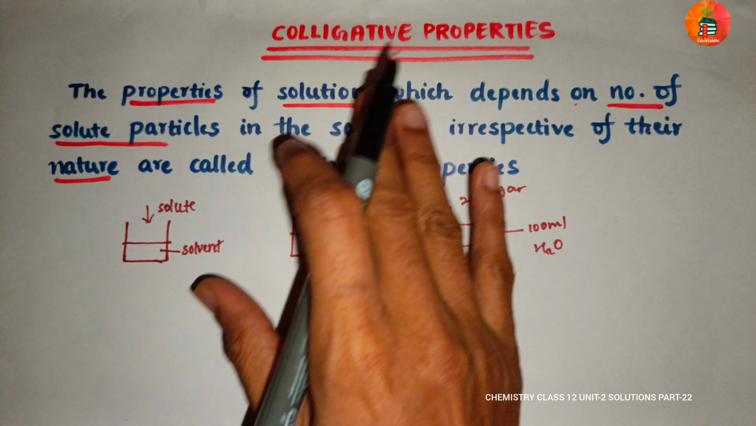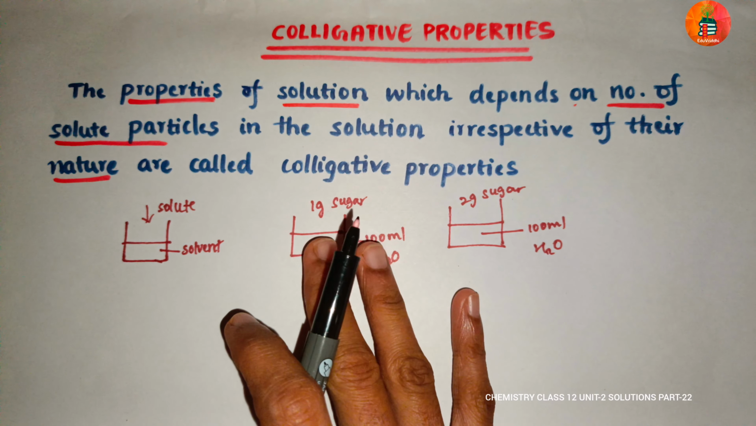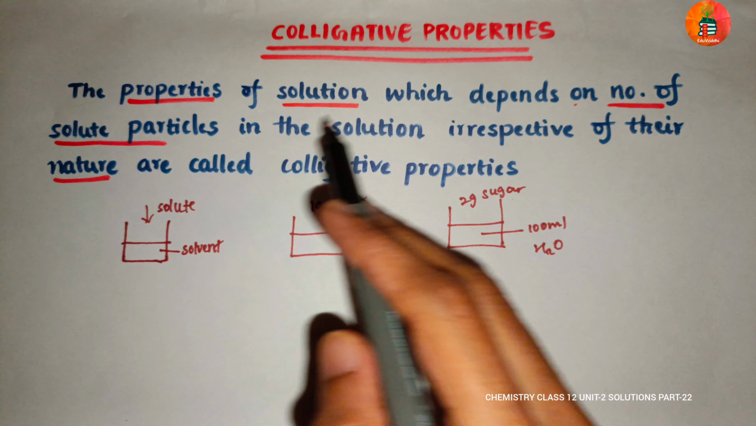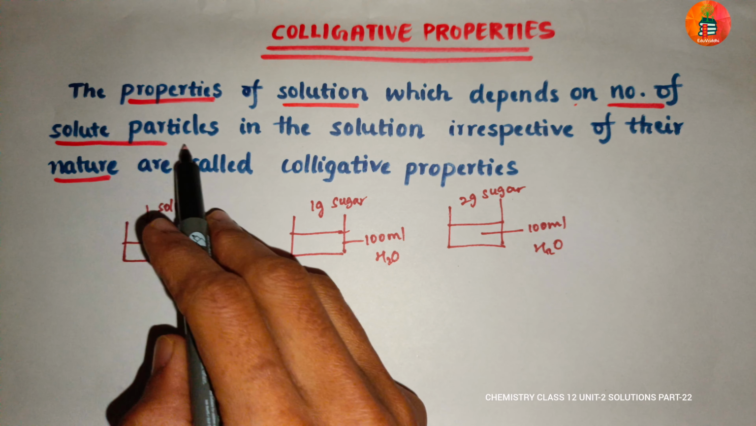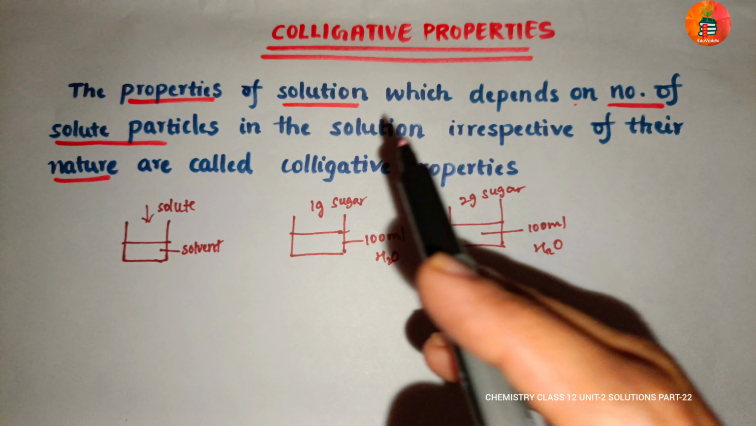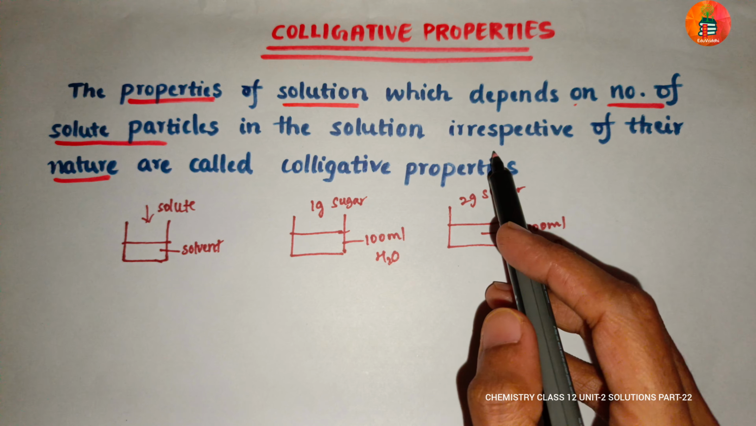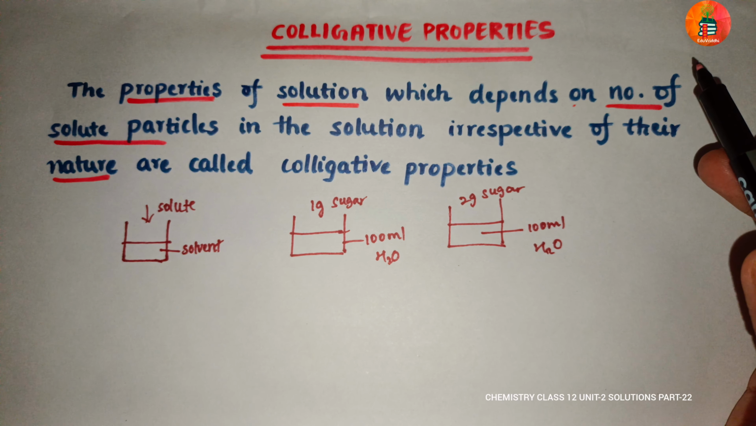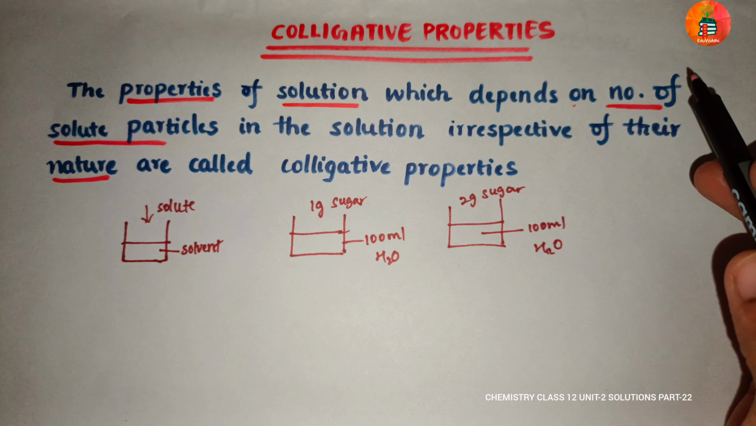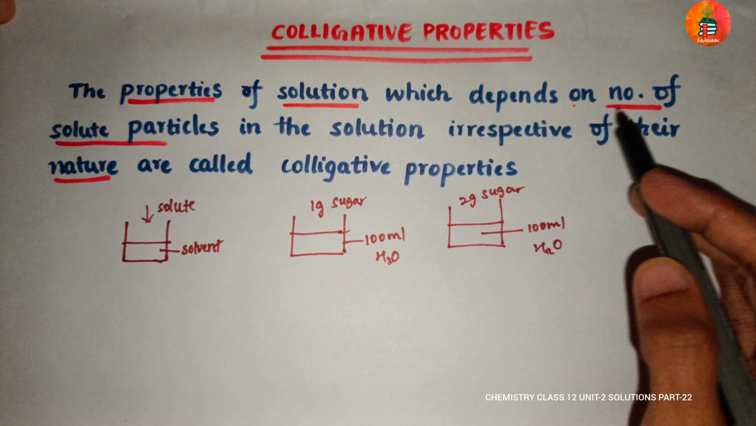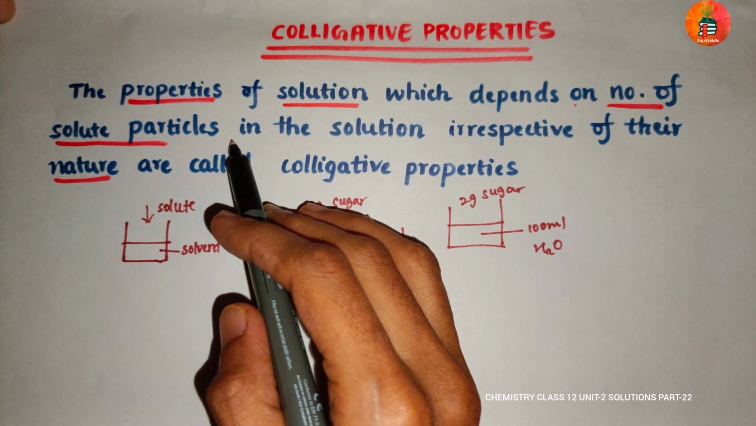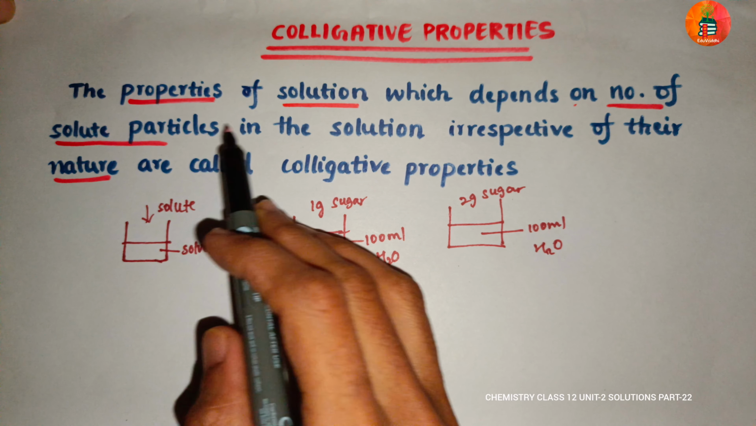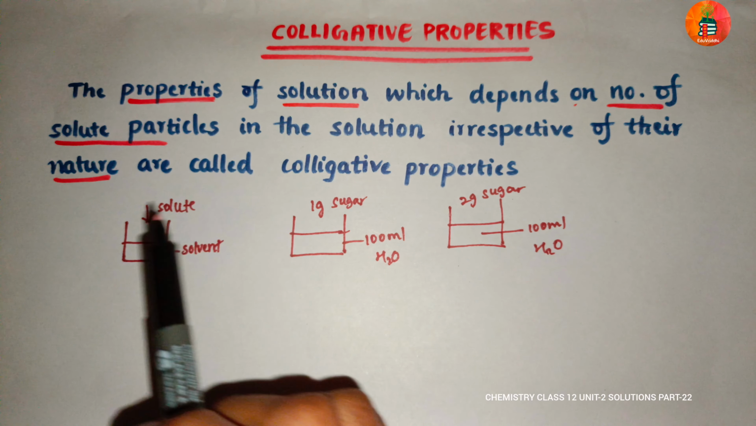Similarly, a colligative property is a property of the solution which is dependent on the number of solute particles present in that solution, and it is irrespective of their nature. Whatever may be the nature or identity of the solute, that doesn't matter here. The only factor it depends on is the number of solute particles. So the colligative property will vary with the number of solute particles. So this is the definition.